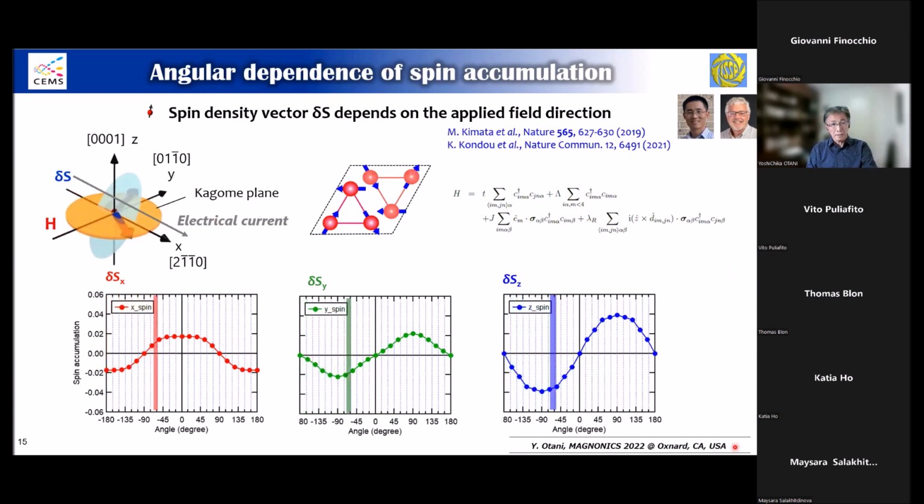The interesting thing is that the spin accumulation vector seems to rotate in this light blue disk. That means the octupole direction can be controlled, and the spin accumulation vector sometimes goes out of plane, so it's tilted a bit. That is very beneficial for us if we can utilize this spin accumulation.